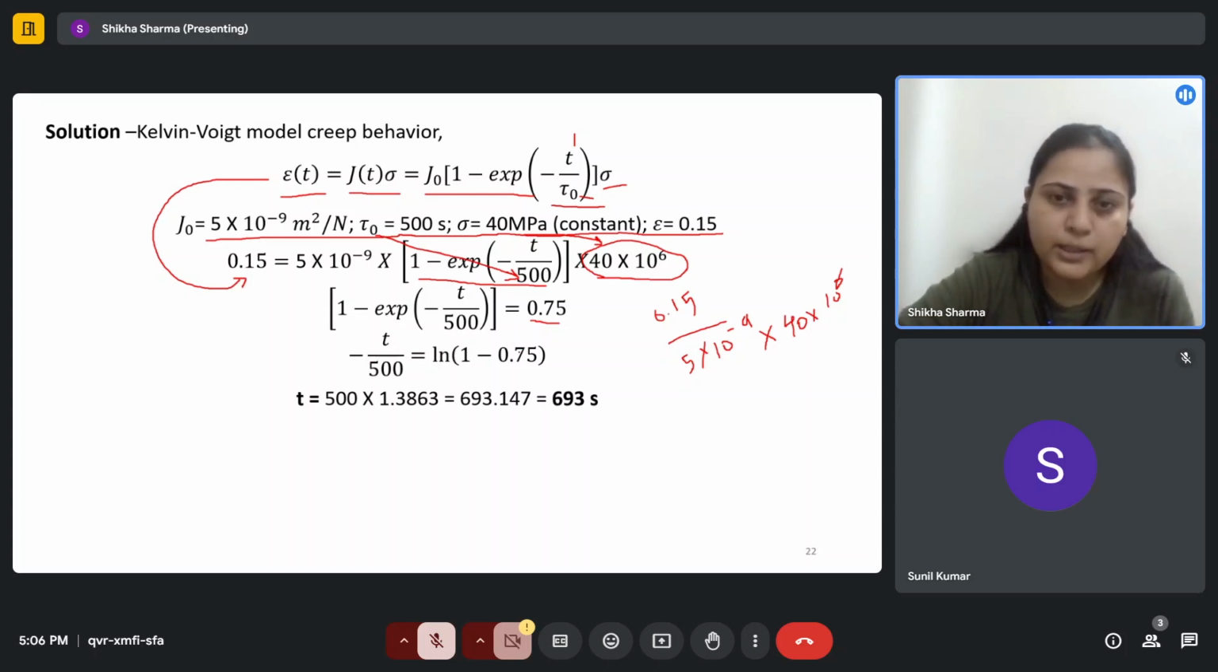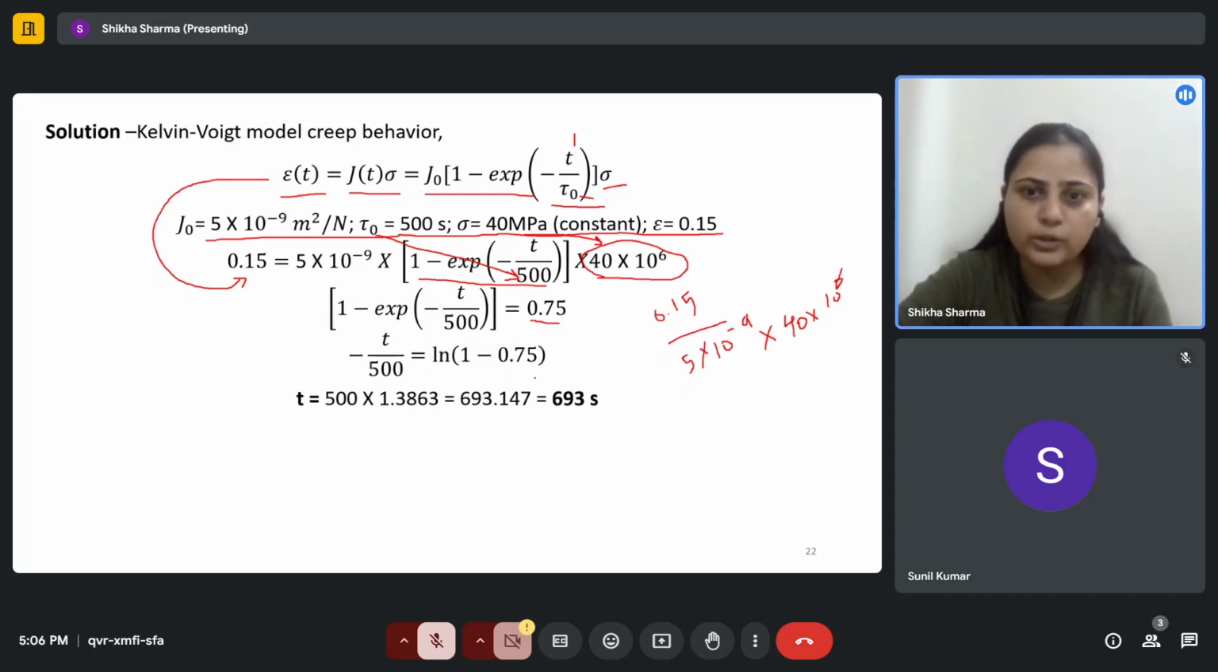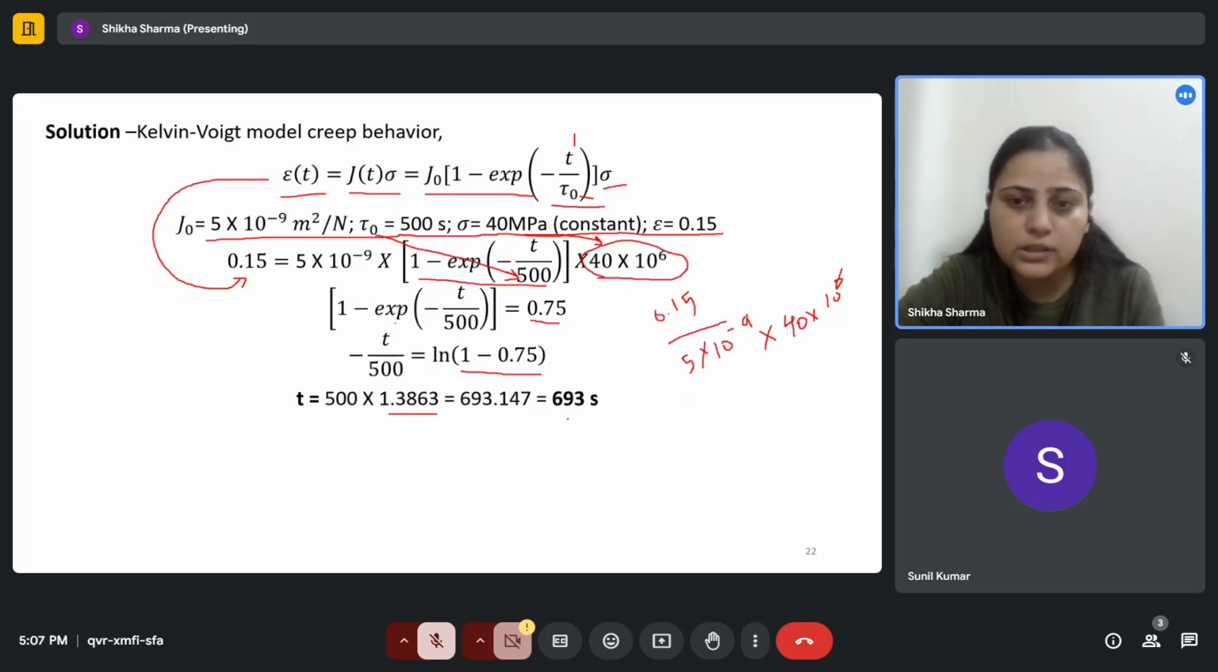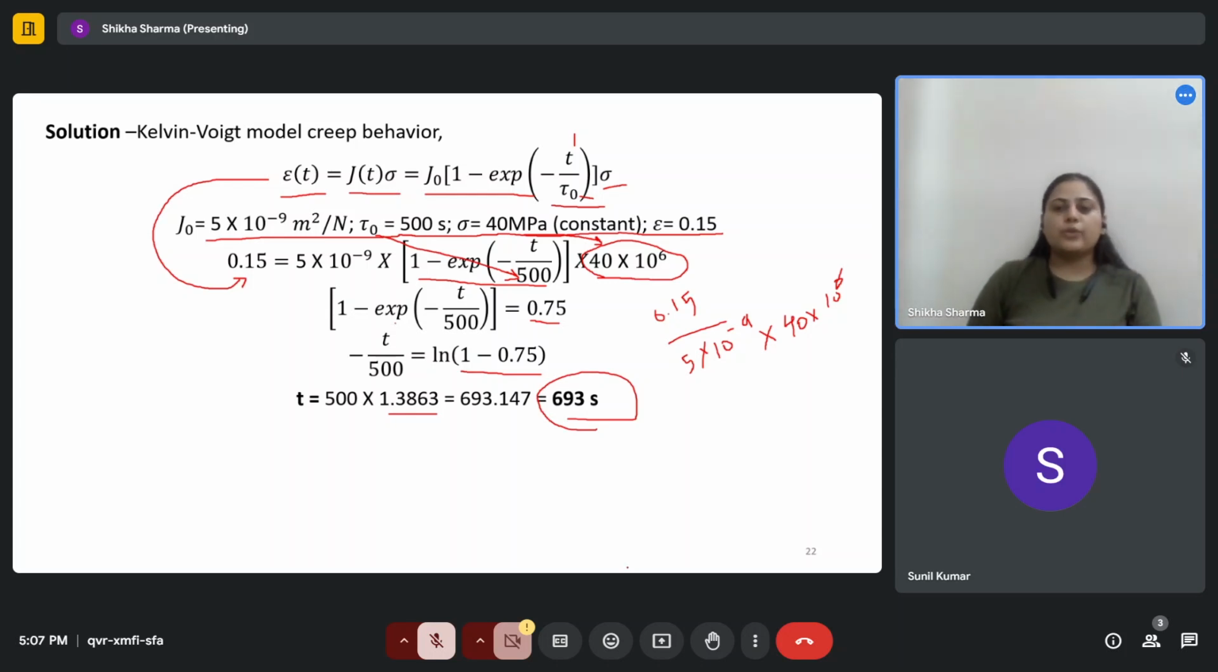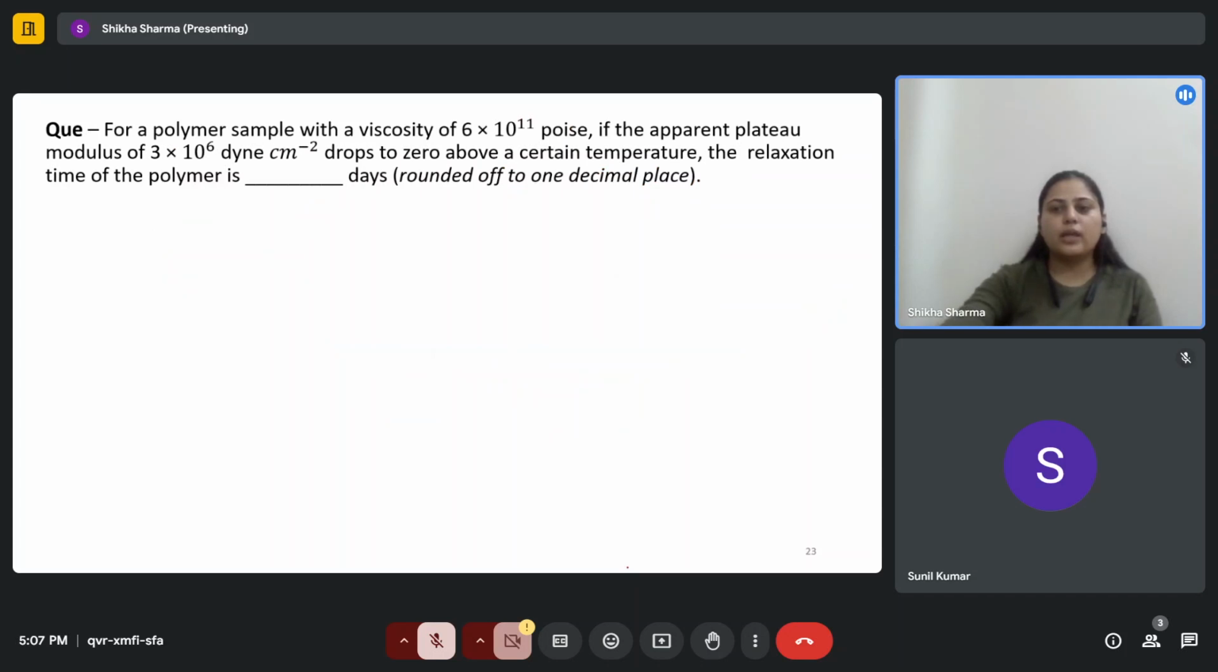So when we do 1 minus 0.75, it will be 0.25, and we can take log on both sides. So ln 0.25 is minus 1.3863, the minus signs cancel, and t will be 500 multiplied by 1.3863, which gives t equal to 693 seconds. So your answer is correct, and we are moving to the next question.